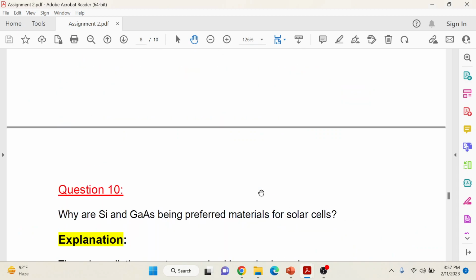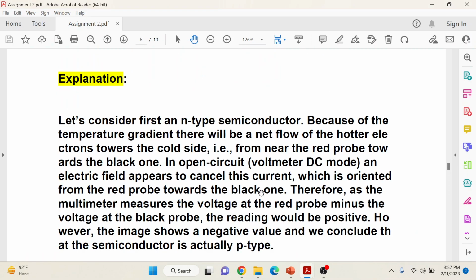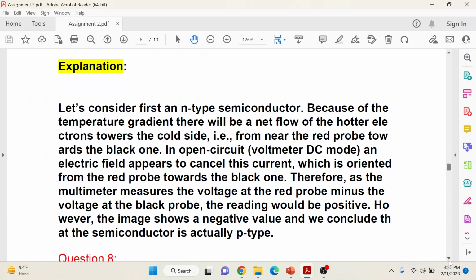But because I have framed it in a different way, let us see. I have given the explanation like this. Let us consider first an n-type semiconductor, Rajiv. Because of the temperature gradient, there will be a net flow of the hotter electrons towards the cold side, from near the red probe towards the black one. Now, in an open circuit, that is in DC mode, an electric field appears to cancel this current, which is oriented from the red probe towards the black one. Therefore, as a multimeter measures the voltage at the red probe minus the voltage at the black probe, the reading would be positive. However, the image shows a negative value. Therefore, the conclusion is that the semiconductor is p-type.